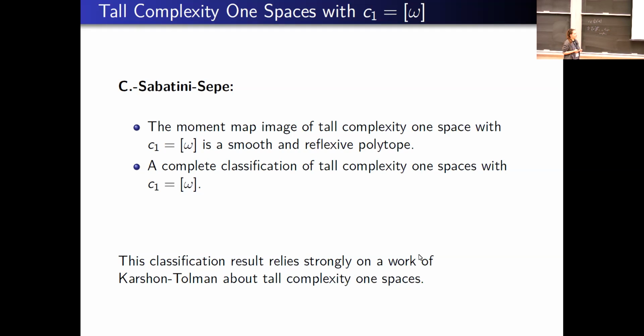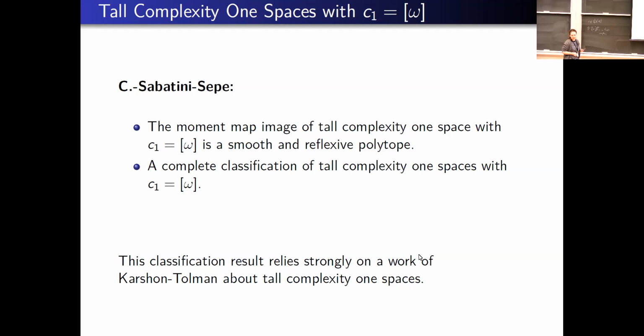So we figured out as a first point that when you have a complexity 1 space where the first Chern class is equal to the class given by the symplectic form, then the moment map image of this space is again a smooth and reflexive polytope. But here I want to say for sure this does not give you the space back. But then from this, we started asking ourselves, what if I have a smooth reflexive polytope? How many complexity 1 spaces can I obtain which have this moment map image?